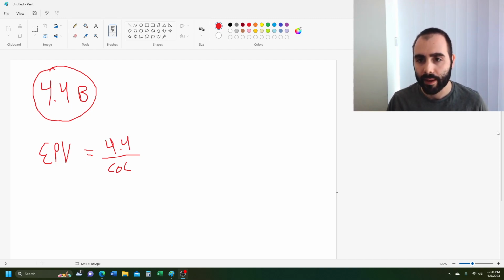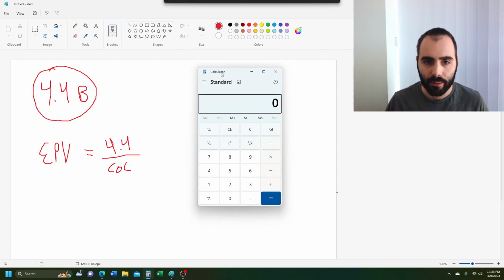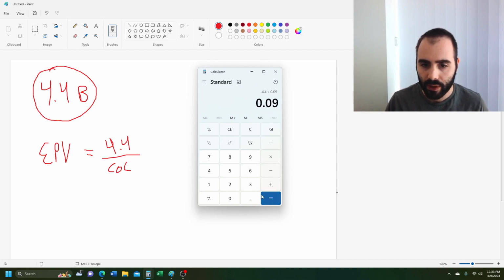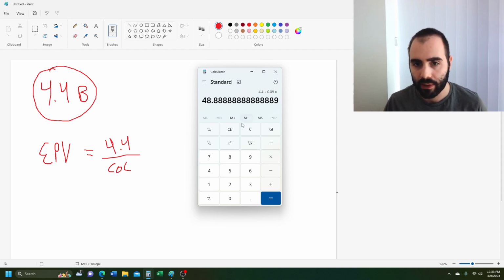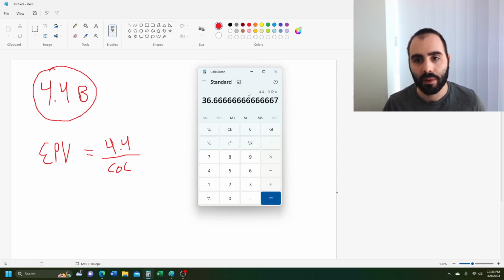The lower the cost of capital, the more the company's worth. The higher the cost of capital, the less the company's worth. So I'll show you what I mean using the calculator here. Let's say, for example, in this case, we're saying it's 4.4 billion, the sustainable free cash flows. If we're saying there's a 9% cost of capital, then the company would be worth 49 billion. But if we say there's a 12% cost of capital, then the company would be only worth 37 billion. So the higher the cost of capital, the less the company's worth. The lower the cost of capital, the more the company's worth.